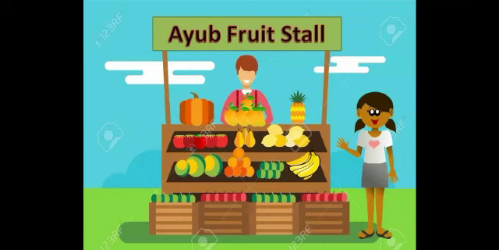Now here is a fruit stall. It is Ayub fruit stall. Now you can see Gayatri standing at the fruit stall. Yes, she comes to purchase some fruits. So what she buys is apples, oranges, mangoes, and banana. So how much she buys?